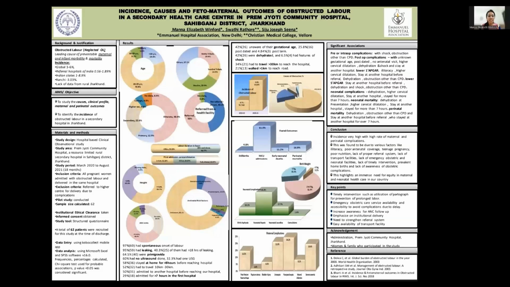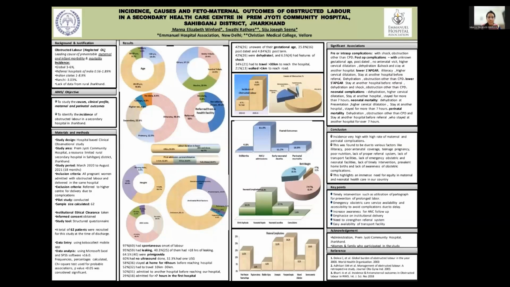Among the women who presented with obstructed labor, 19% were teenagers. 35% of the women belonged to the tribal community. 50% of them were illiterate. Almost 30% of the women did not have a single antenatal visit, and 60% of the women did not have a single ultrasound done during their antenatal period. Almost 21% of the women had to walk over 1 kilometer to reach the road. 34% had to travel over 30 kilometers to reach the hospital. 42% were unaware of their gestational age. 50% of the women stayed at home for over 8 hours before accessing healthcare.